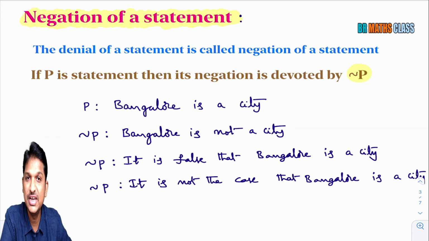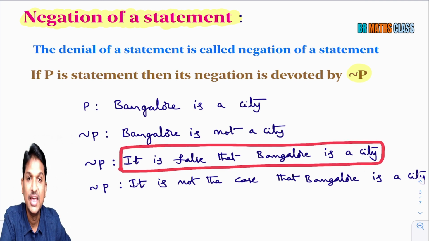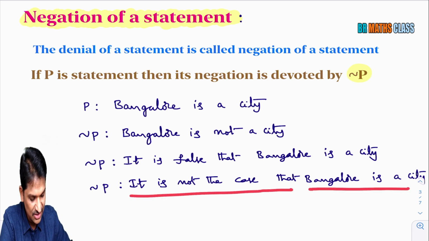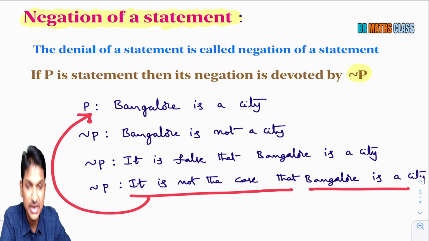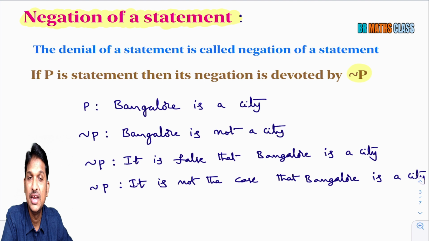In case you write like this, it is false that Bangalore is a city, that is also the negation of the given statement. That is also 100% correct. Or you write like this: it is not the case that Bangalore is a city. This also refutes the statement. This also denies the given statement. So, for a statement, negation can be written in 3 different ways.